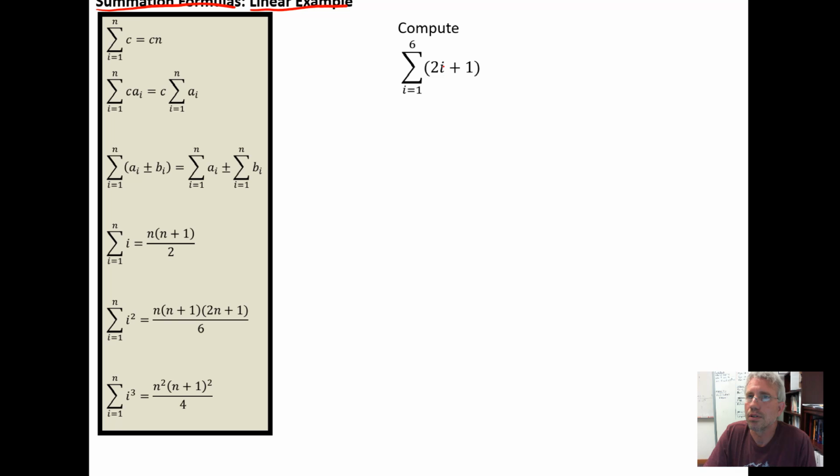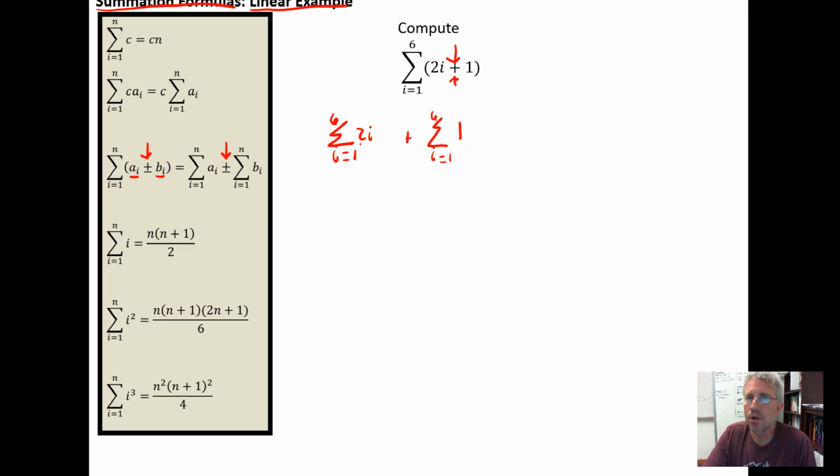So what I want to do is look at this and recognize that I have the sum of two pieces. The summation formulas that were included in your homework assignment are shown here on the side of the screen. You want to look at this one. It says, if I have the sum from i equals 1 to n of a sum or difference of two indexed variable terms, we can separate them into individual summations. So we can separate this into the sum from i equals 1 to 6 of 2 times i, plus the sum from i equals 1 to 6 of just 1.